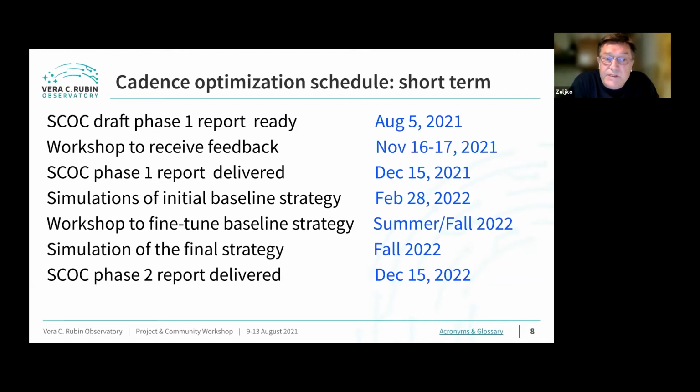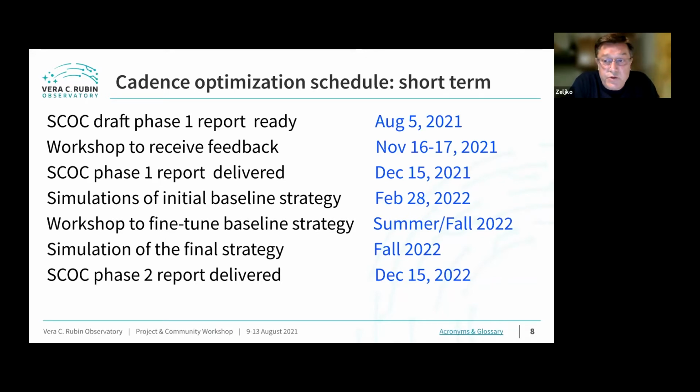And so the full set of simulations that will be produced in response to the phase 1 report will be delivered by the end of February. And then there will be at least 5 months for everyone to look at these simulations, at their math outputs, at metrics, to produce their own metrics and analysis. And then after 5-6 months, we'll gather together again and talk about how to do the final fine-tuning of the baseline strategy.